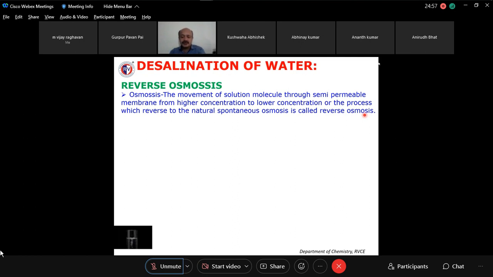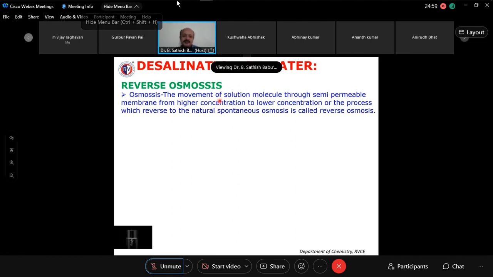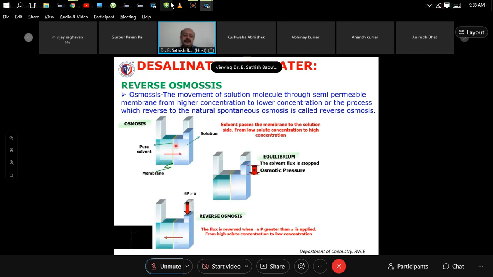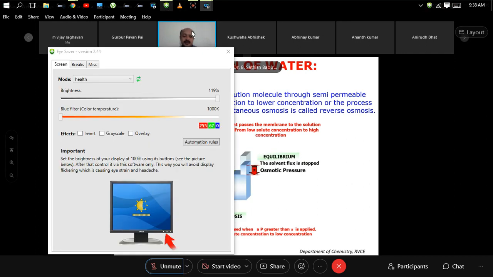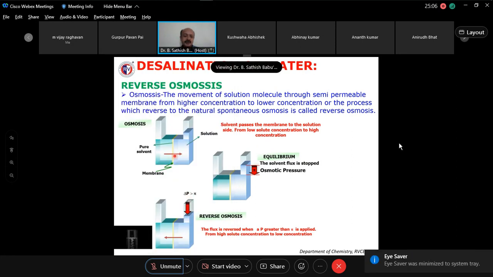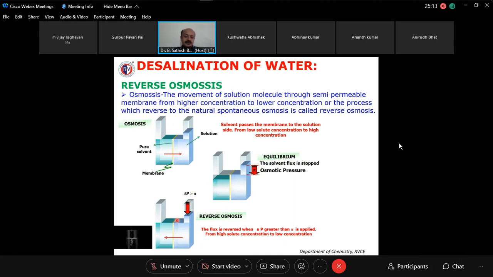So this is the reverse osmosis I explained, and these diagrams depict the process of osmosis, osmotic pressure, and reverse osmosis. Here there is a natural osmosis process, where we have not applied any pressure. In this diagram, we applied pressure greater than the osmotic pressure. Then the water molecules started moving from the higher concentration side to the lower concentration side, and this process is called reverse osmosis.